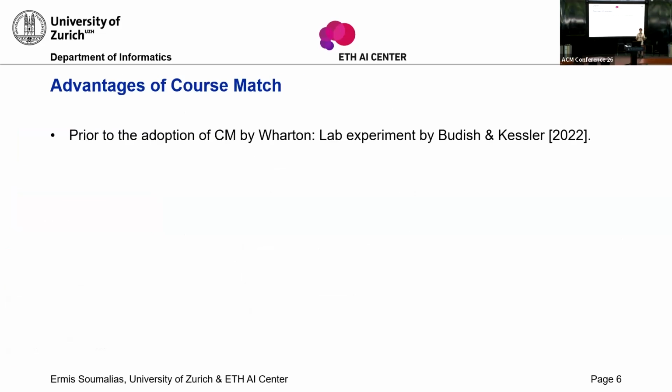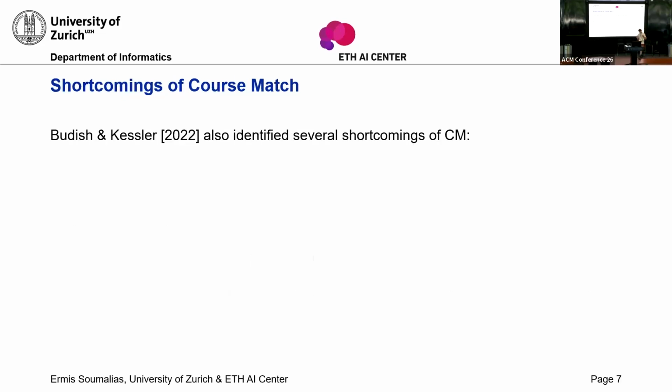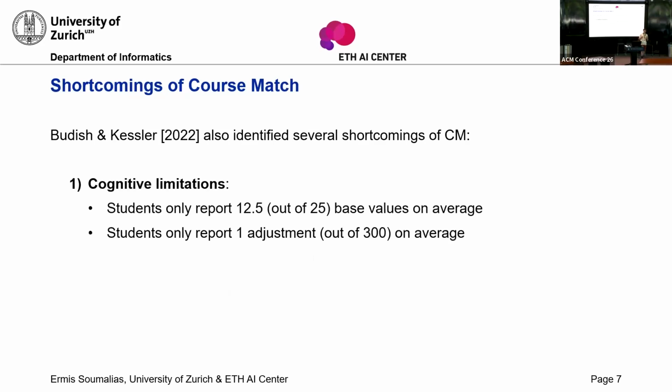Prior to the adoption of Course Match by Wharton, significant lab experiments were conducted by Budish. In those experiments, they found out that students were happy with Course Match compared to the previously used mechanism at the school, the bidding points option, and that they perceived the mechanism as more fair. They concluded that students were able to use the mechanism well enough to realize its theoretical benefits. At the same time, they uncovered some shortcomings of the mechanism, especially related to its reporting language.